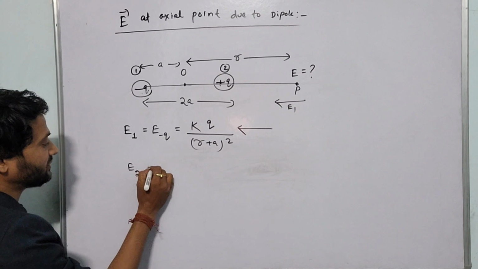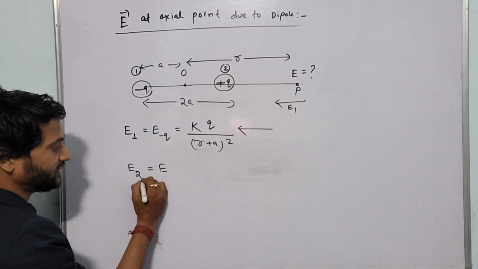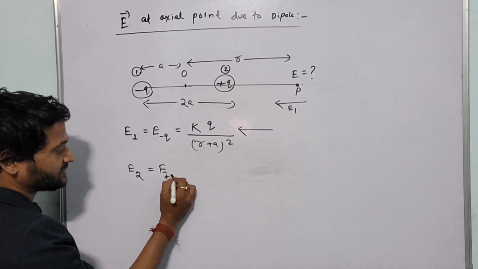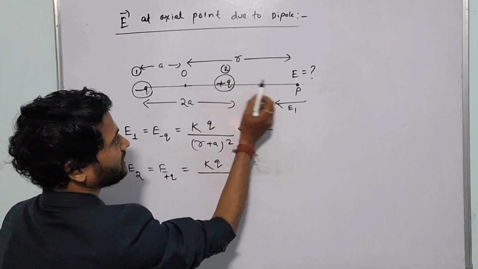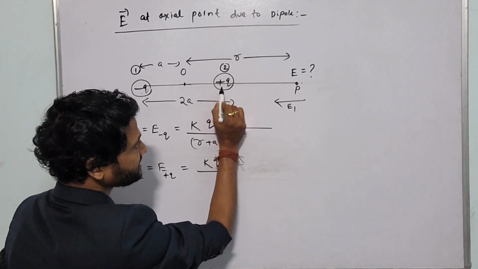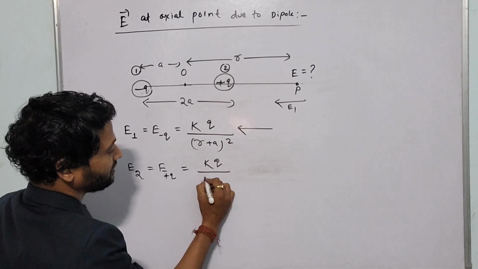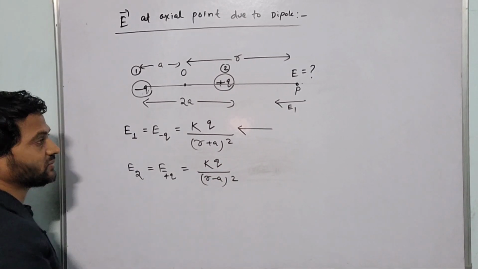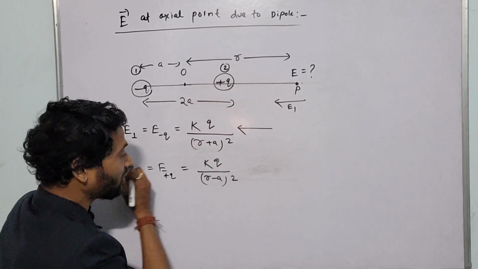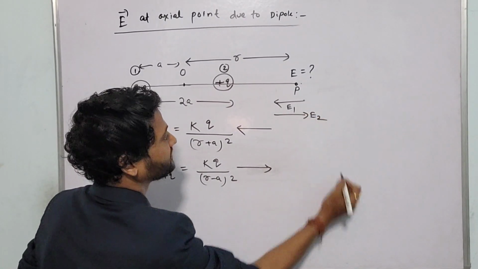Similarly, we will find out electric field at this point P due to the second charge. Let it be E2 or E suffix plus q. So what is that? K into q by distance square. What is the distance between this plus q and P? The distance will be r minus a. So it will be r minus a. So matlab kq by r minus a whole square. And the direction is what? Away from the charge. The direction is away from the charge.